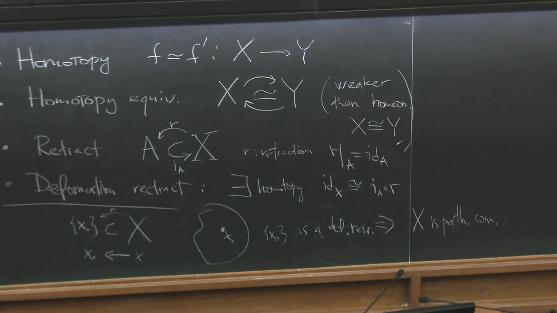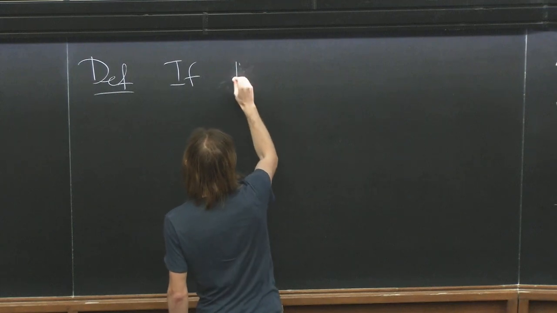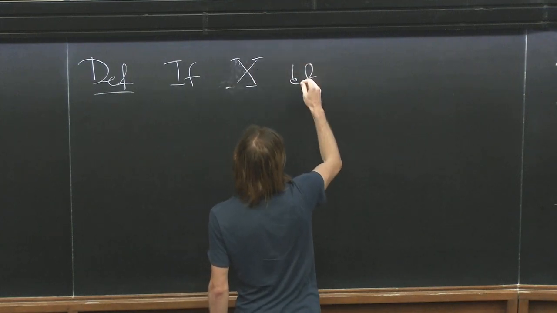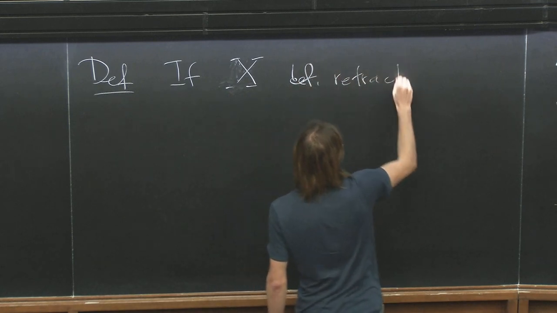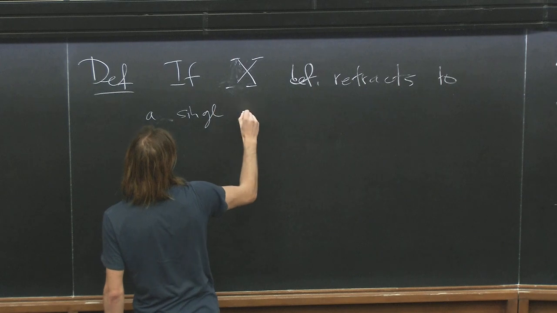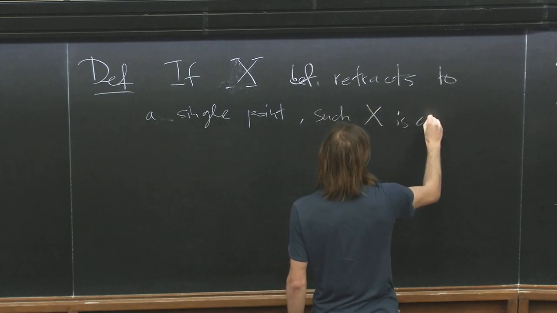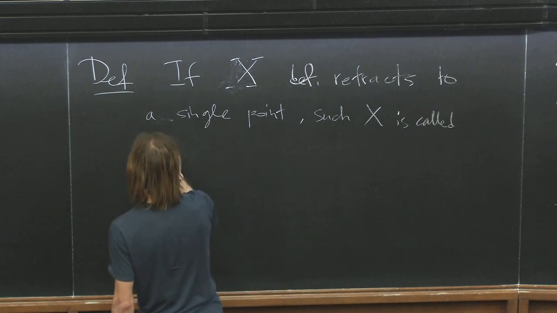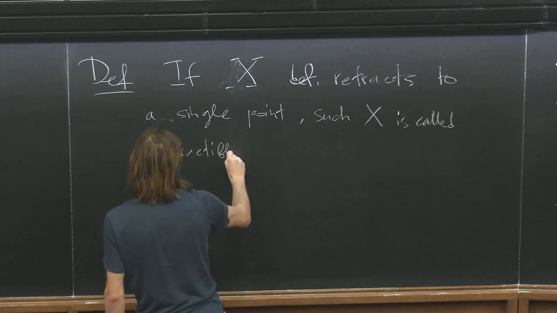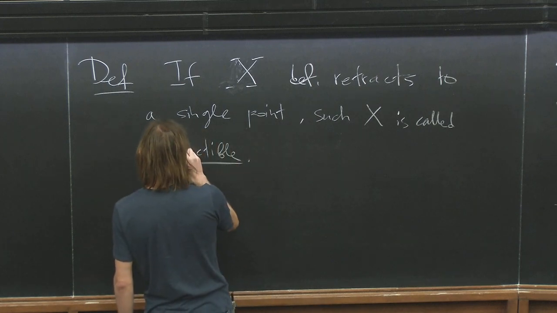You should let me mention. Let me say it like this: if a topological space X deformation retracts to a single point, the space X is called contractible, and so this is a much stronger condition than being path connected.